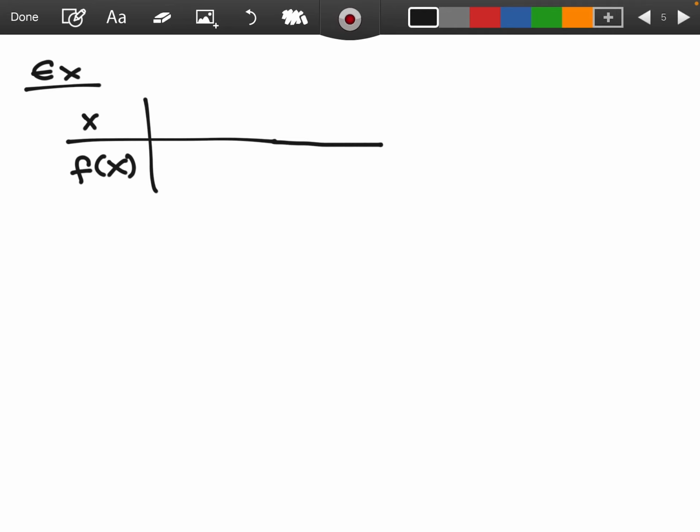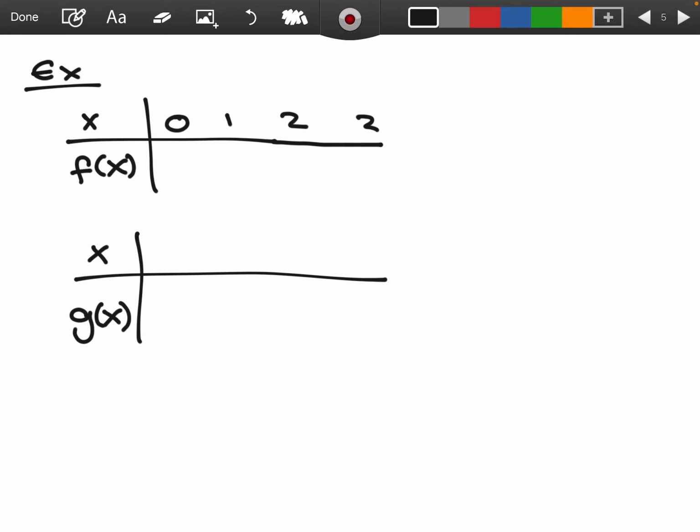The last example I want to go through before that is looking at a table of values. Okay. So, for example, if you are given values of x and f of x, and then again x and g of x, I want you to know how to find f plus g of a particular x value, or f minus g of a particular x value. So I'm going to create some x values here. Let's have 0, 1, 2, 3. And again, I'm going to have 0, 1, 2, 3.